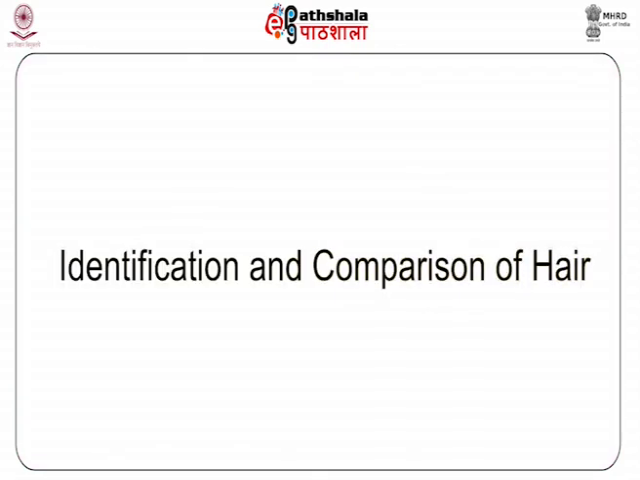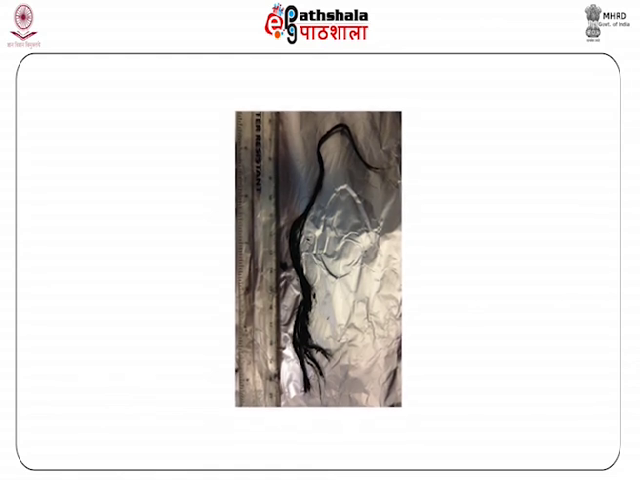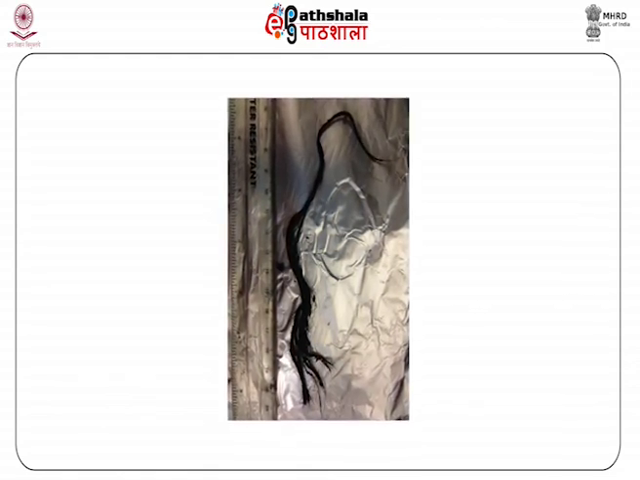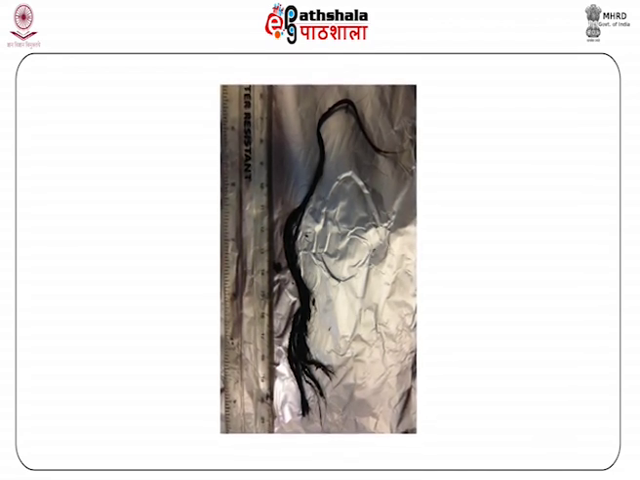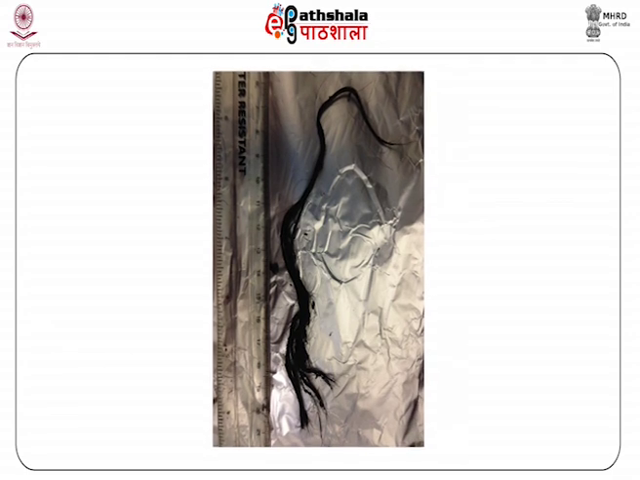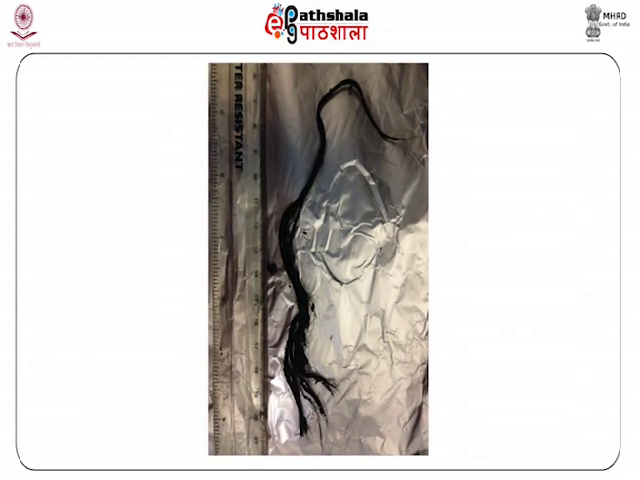Identification and comparison of hair. Examination of hair evidence found at a crime scene is the first step which should be performed. Hair should be examined to establish the origin of the hair, that is, whether it is human hair or animal hair. Comparison of hair with victims and suspect should be done in case of human hair. Differentiation of human and animal hair can be done with ease. Human hair comparison should be done with extreme caution.